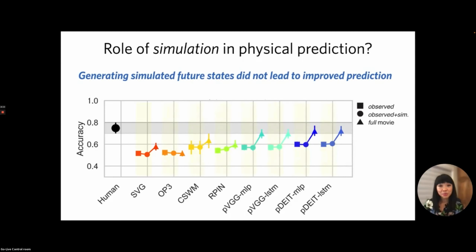And by no means was SVG the exception. We didn't see a simulation-based advantage for any of the other vision models we tested either. But critically, we do see a boost when these models are shown the full movies, indicating that these models are able to exploit features of the input to detect object contact events, even if they don't support strong prediction.